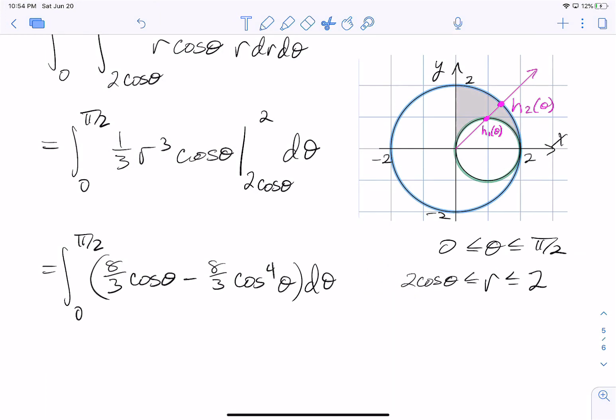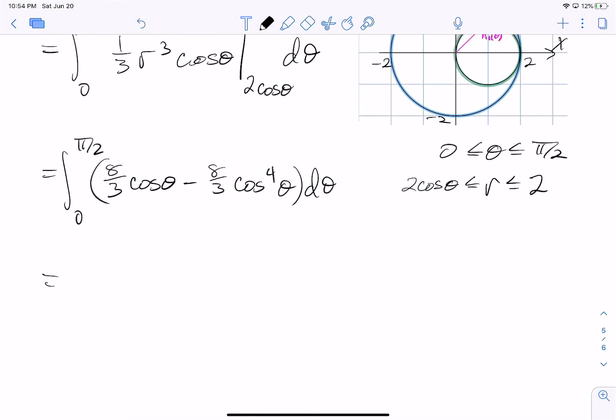Let me move this out of the way. At this point, I'm going to factor out the 8/3. There's no reason to leave it in the integral. And we have the integral from 0 to pi over 2 of the cosine to the 4th of theta. But now here we have this cosine to the 4th of theta. We're going to use a power reducing formula.